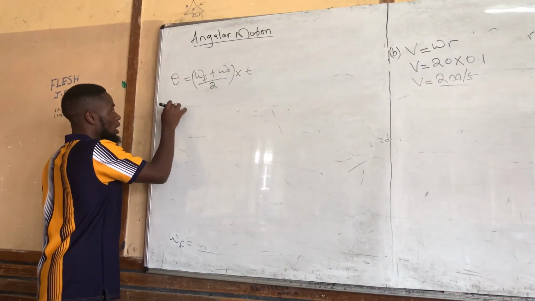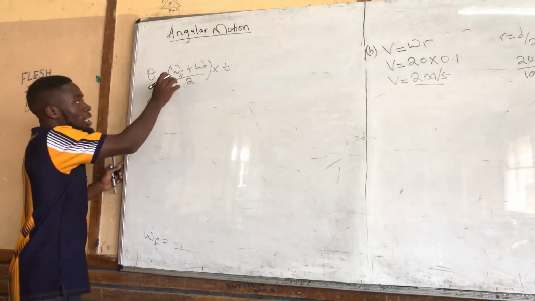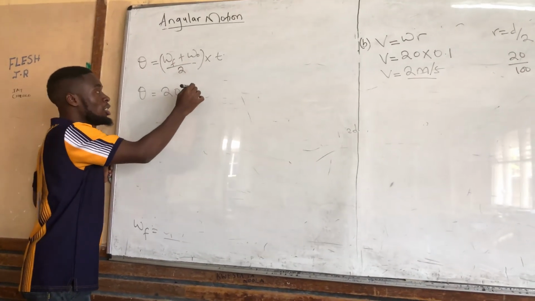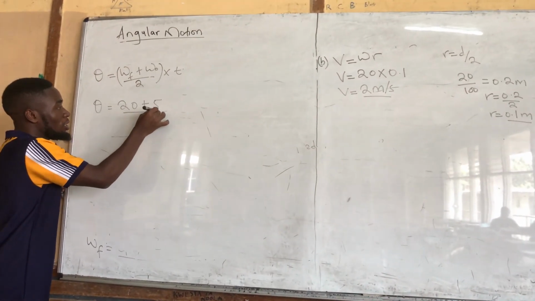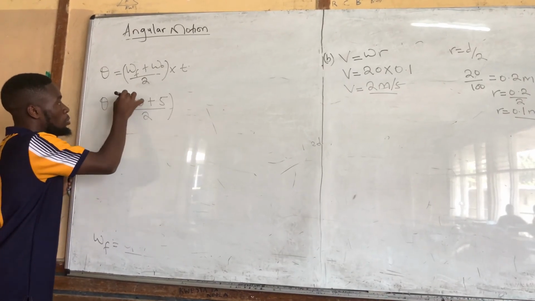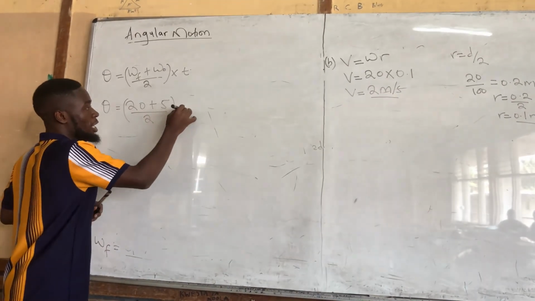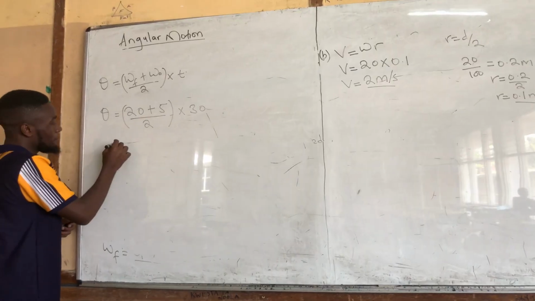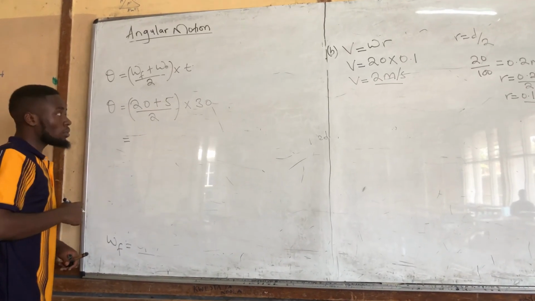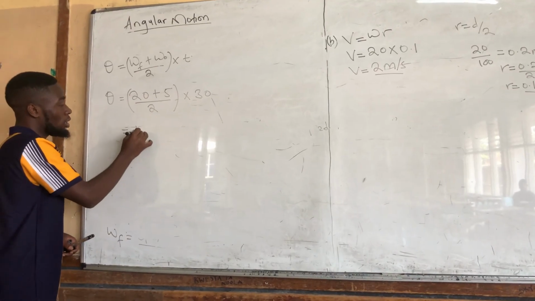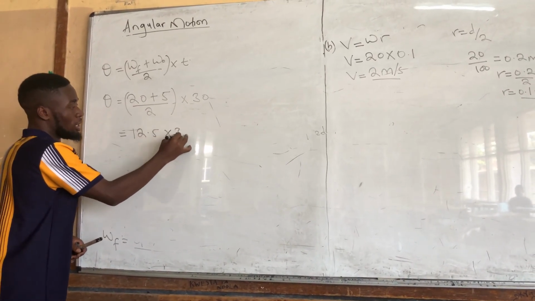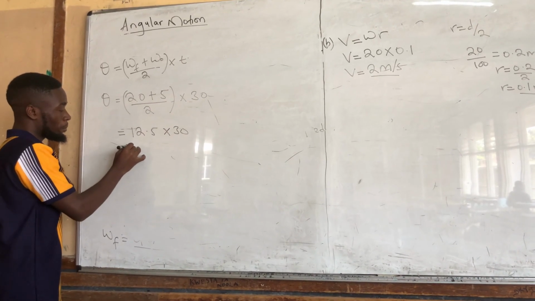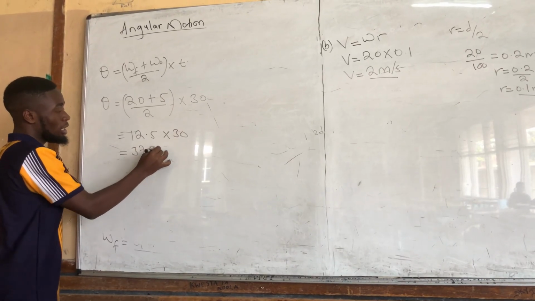So in this case, the angle turned through is equal to, what is the omega final there? The omega final there was 20. And the initial there was 5. Over 2, multiplied by the time, which was 30 seconds. So what is the answer here? 12.5. 12.5 multiplied by 30 gives 375. 375 rad.